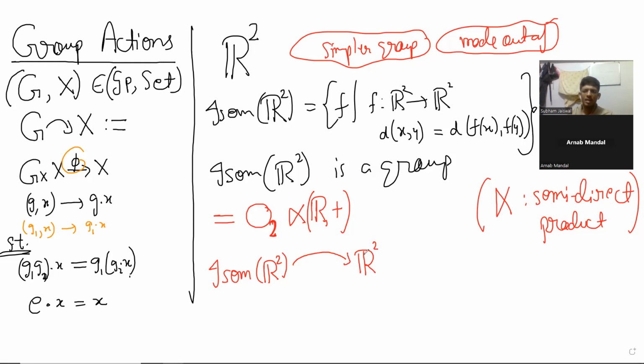Stabilizer of an element under a group action. Given an element X, we have something called Stab X, the stabilizer. So G is acting on that X.